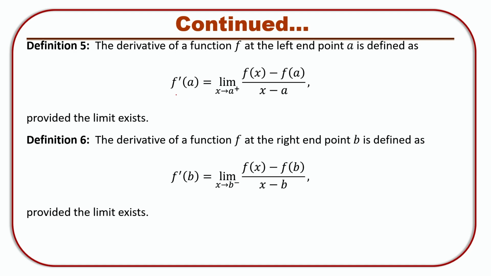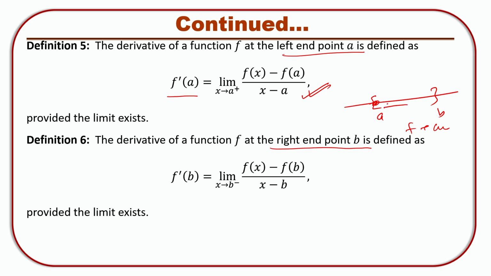Here it has written f dash of a is limit x tends to a plus, f(x) minus f(a) over x minus a. That is the right derivative at point a, and at the right end point b, f dash of b is from the left. So you will have a and b, the function is continuous in a closed interval [a, b]. Then a function is derivable at the point a if the limit exists from the right hand side, and a function is derivable at the point b if the limit exists from the left hand side.